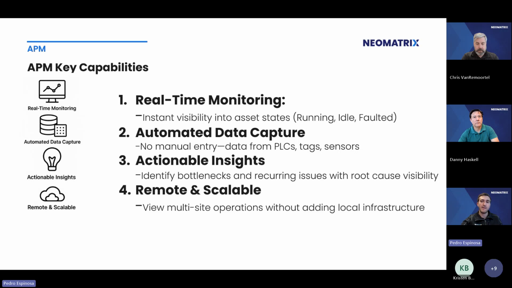And lastly, APM is scalable. So whether you oversee one line or 50 lines globally, these systems give you remote access to real-time and historical performance data, without you having to install custom infrastructure at every site. So that means your corporate engineering team and your local maintenance crew can work from the same real-time insights.